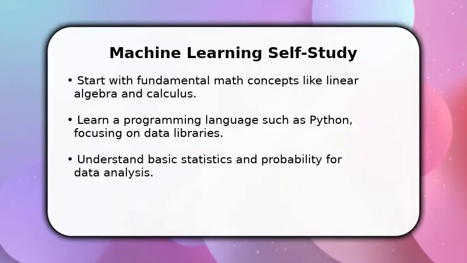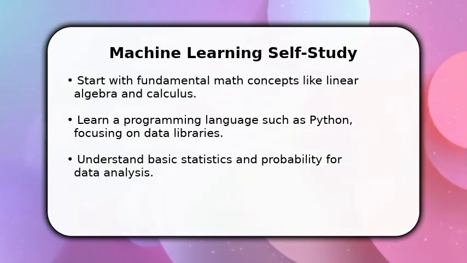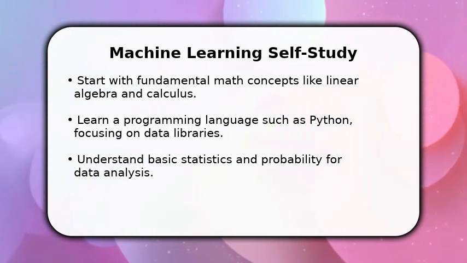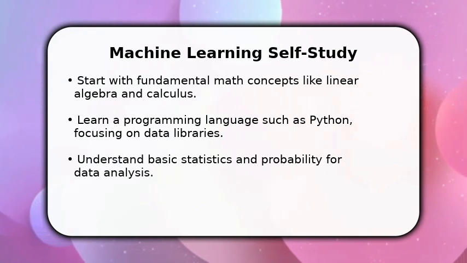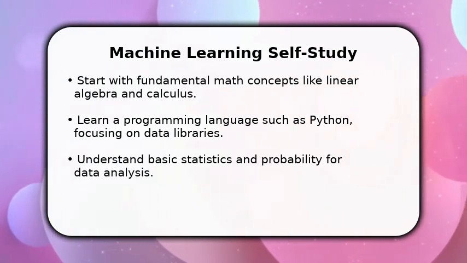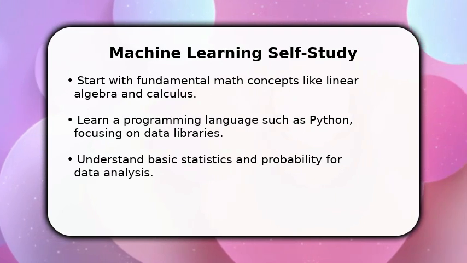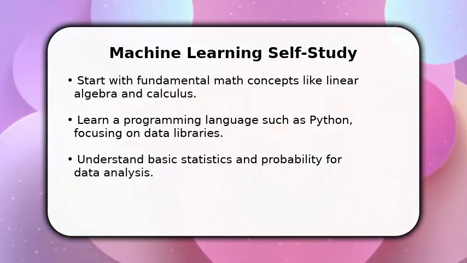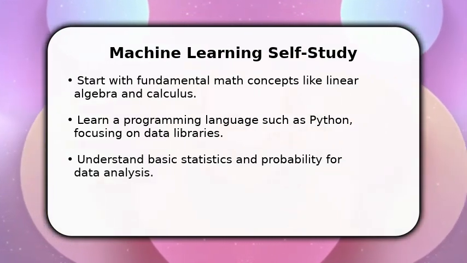In this video, I will explain how to self-study machine learning step by step. First, build a strong foundation in mathematics. Focus on linear algebra, calculus, and probability, as these are crucial for understanding algorithms. Next, master a programming language like Python, including libraries such as NumPy and Pandas, which are essential for data manipulation. This initial phase sets you up for more complex topics.